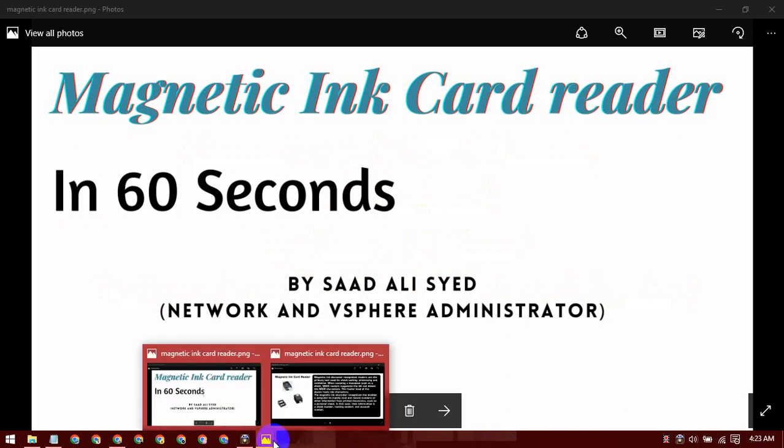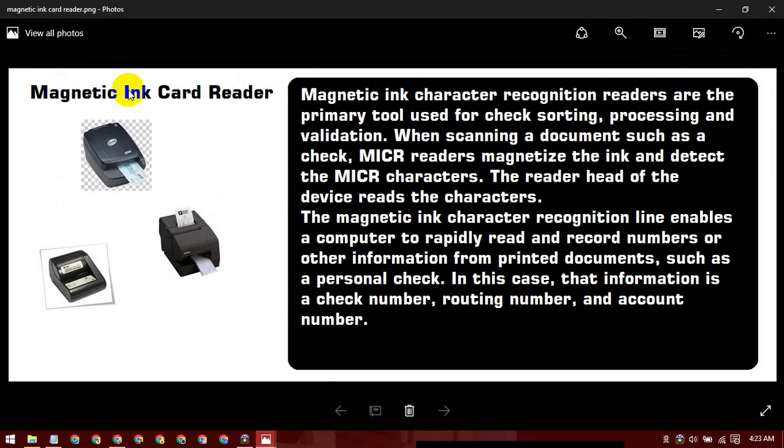Magnetic ink card reader, also known as magnetic ink character recognition. So it is basically a type of reader. This is basically a primary tool, used for checking, sorting, processing, and validation.